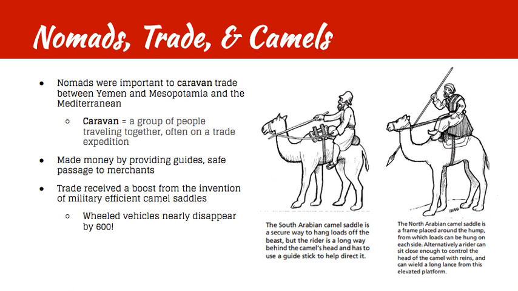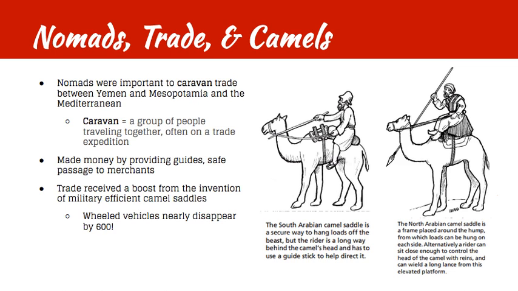This brings me to the trade that nomads were responsible for, particularly the caravan trade between Yemen and Mesopotamia. It also traded with the Mediterranean. A caravan is simply a group of people traveling together, often on a trade expedition. And these Arabic nomads made their money by providing guides and safe passage to merchants.